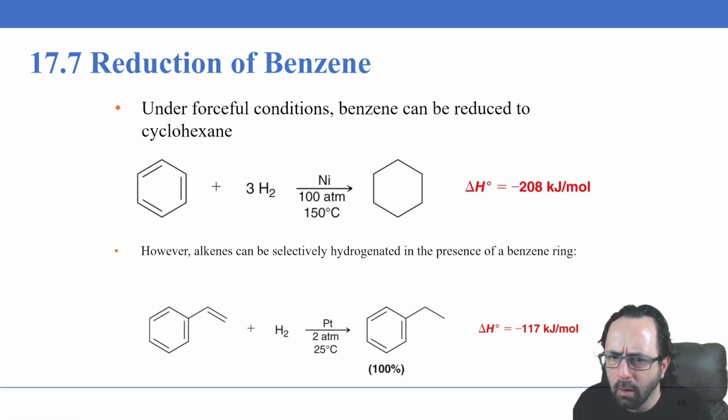Now, we did say that benzene has exceptional stability, and the pi bonds here themselves will be spectacularly unreactive. However, if we hydrogenate at very high pressures with lots of hydrogen and very high temperatures, we can force hydrogen to be added across these double bonds.